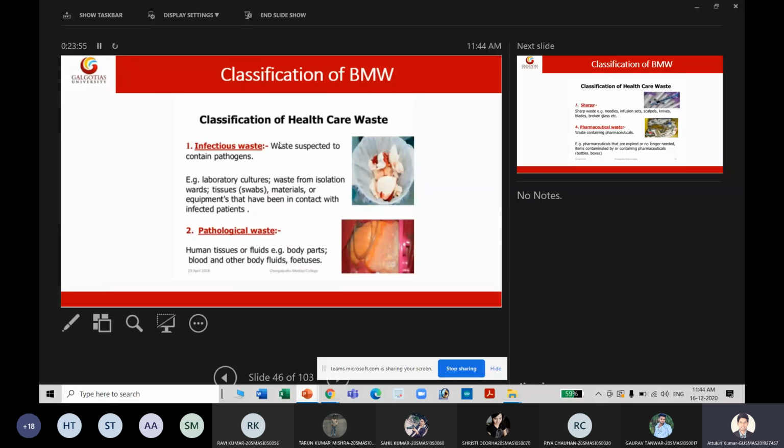You may not know what cultures are. In the lab we purposefully grow bacteria in a culture, a small cake, and that cake is called a culture medium. So from those cultures we get bacteria, infectious waste. Then from isolation wards such as quarantine centers, COVID-19, we will get infectious waste, and from swabs.